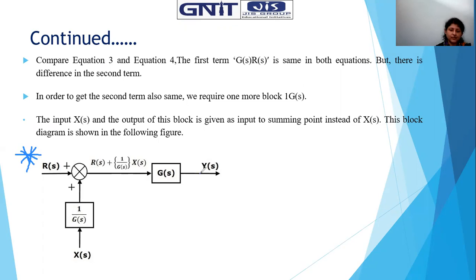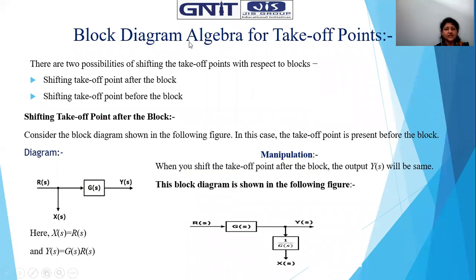Whenever we are moving the summing point after the block, the signal that is coming through is divided by the transfer function. The same block's transfer function will be divided. In this way the manipulation will be done. It's a very important formula for your memory. Now moving to the next part.